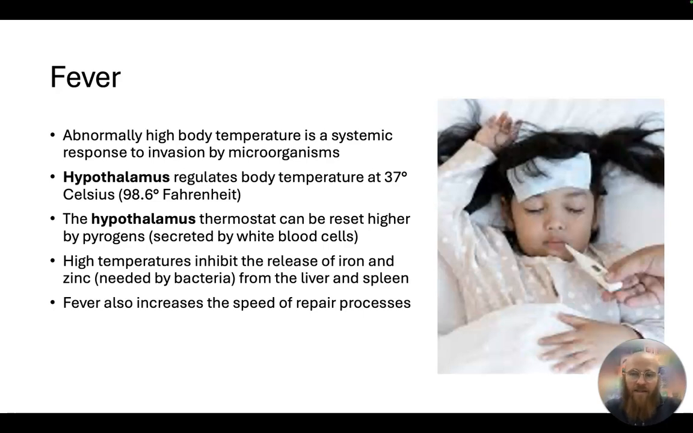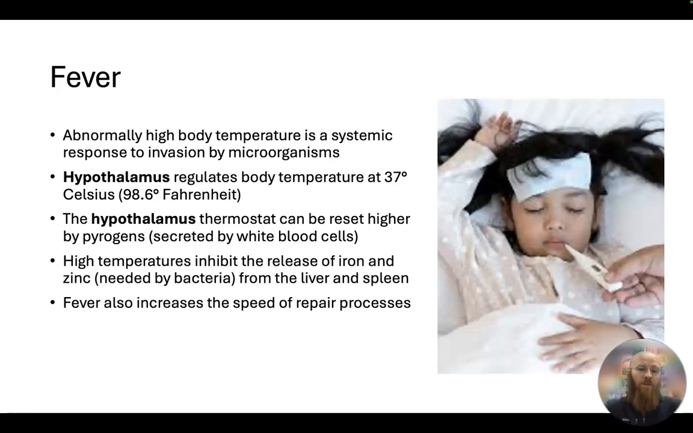The hypothalamus is the structure that is responsible for normally regulating our body temperature. That's at about 98.6 degrees Fahrenheit. It's where we're going to stay, more or less. The hypothalamus acts as a thermostat, but it can be reset by these pyrogens, which, pyro means heat, right? So it can be reset by these white blood cells that are circulating in response to some immune response. And these high temperatures do a couple of things.